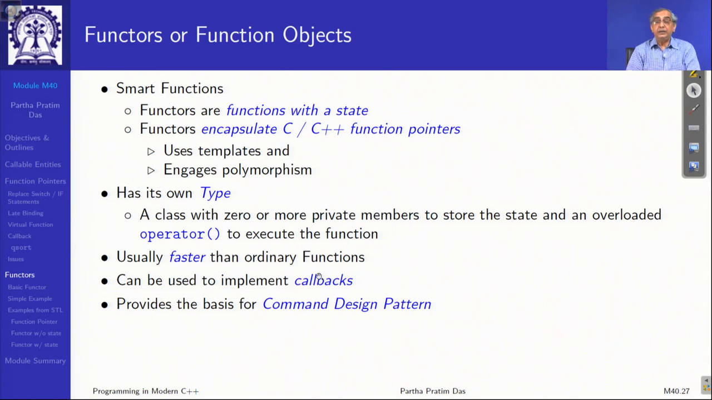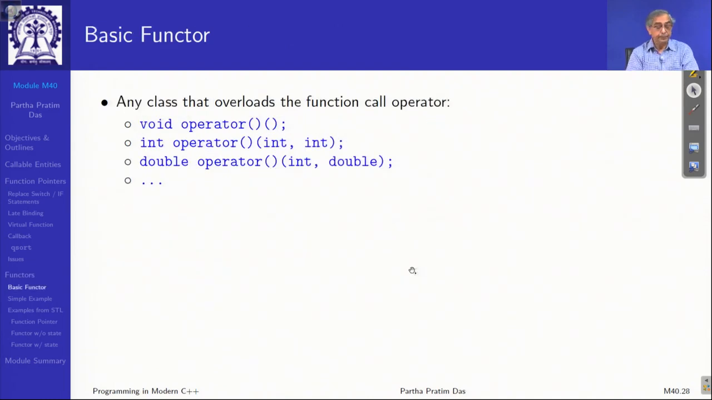So, what is a functor? It is a smart function. It is an object which may or may not have state, and it encapsulates a C or C++ function pointer. It uses templates, it can engage in polymorphism, it has its own type, and most importantly, it overloads the function invocation operator. Typically, functors are faster than ordinary functions. They can be used to implement callbacks, and we will see later on that they are part of a design pattern called the command design pattern.